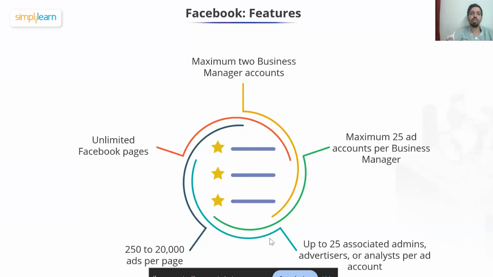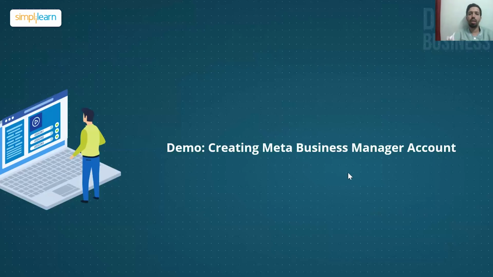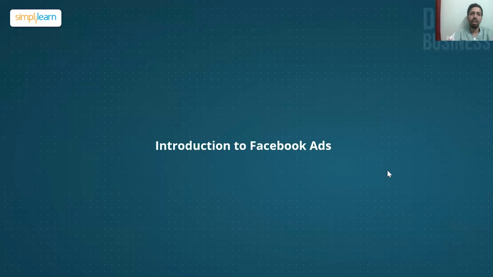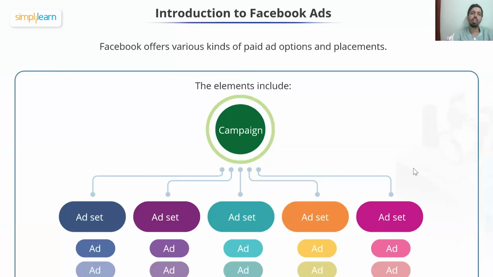Okay. So Meta Business Suite, you have already seen it. So you can create maximum 2 Meta Business accounts, maximum 25 accounts per business, unlimited Facebook pages up to 25, and 250 to 20,000 ads per page. Okay. So we will be creating the Meta Business Suite. We have already created it, adding the pages, introduction to Facebook. Facebook offers various kinds of paid options and placements. So first amongst that is the campaign setup.